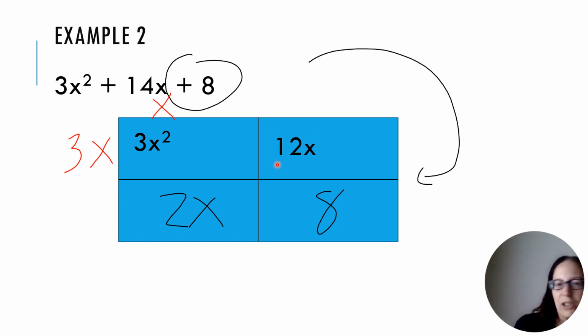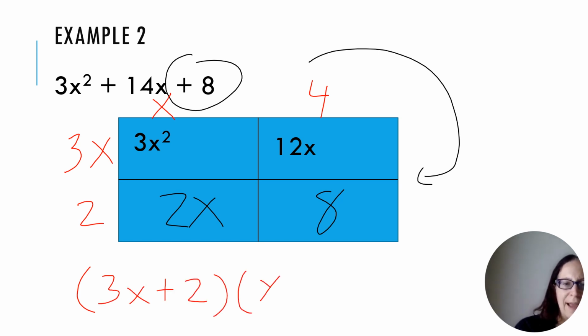Again, I'm avoiding the 12. It's just a little bit bigger than I want. So I'm going to look for this position. X times what gives me 2x? Well, 2. And once again, I'm going to avoid that 12. 2 times what gives me 8? 4. And now I'll use the 12 as the check. 3x times 4, 3 times 4, there's my 12, and I get the 12x. So the factors for this are 3x plus 2 and x plus 4, and that is your final answer.